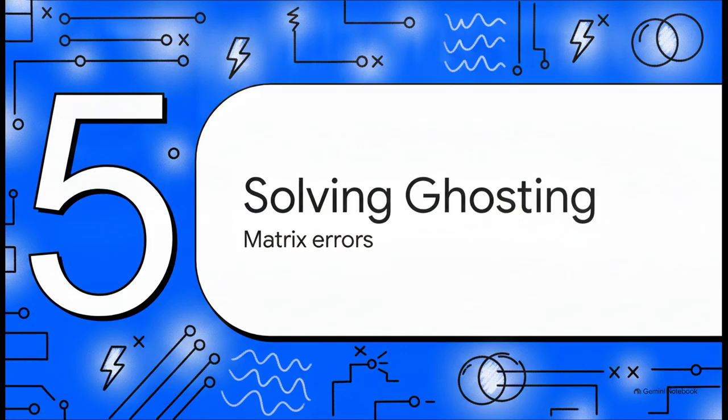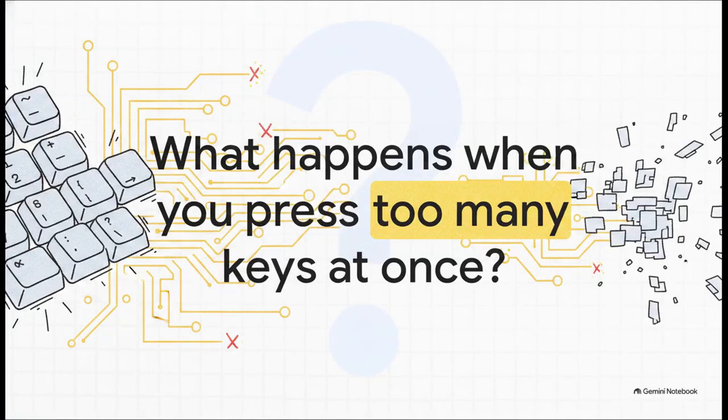Part 5. Solving the ghosting problem. Okay, but here's where things get a little tricky. This incredible grid system has a critical, fundamental electrical flaw. I want you to imagine for a second mashing a whole cluster of keys simultaneously. Maybe you're intensely gaming, or maybe you just accidentally dropped a heavy book on your desk. What actually happens in that electrical matrix when too many intersections are closed at the exact same time?